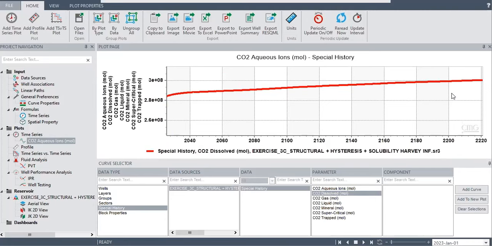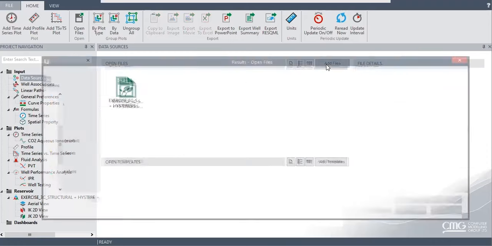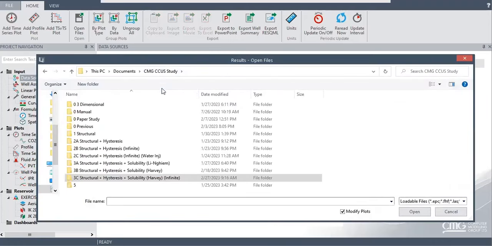The dissolved CO2 increases over time because CO2 is now transferred from being trapped by hysteresis trapping to being dissolved into the brine. All right, so perfecto. I think that's it for the standalone case. Now let's compare it with the limited case.